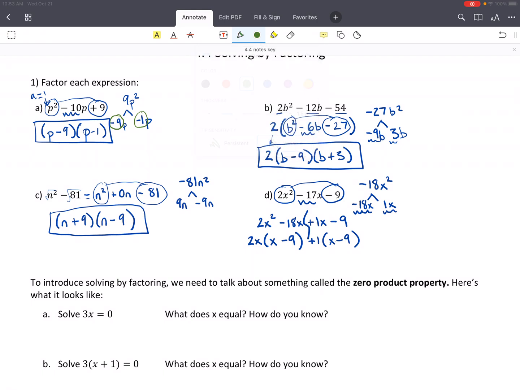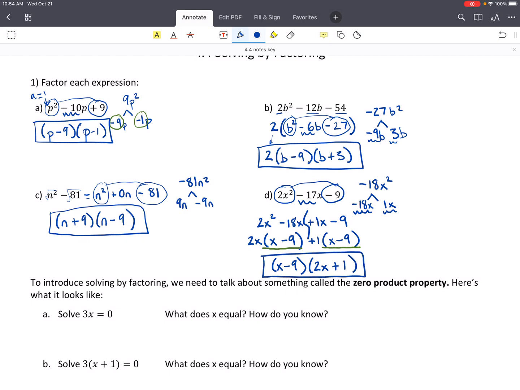Your goal when you do this is that these two parentheses have to match. If they match, you've done it correctly, and if they don't, you need to go back and check your work. Because now we can factor out that x minus 9 from both of those. So if I factor out x minus 9 from both of those terms, what we were left with was a 2x plus 1.